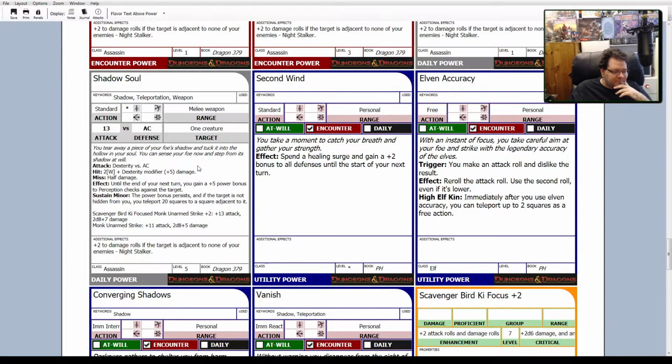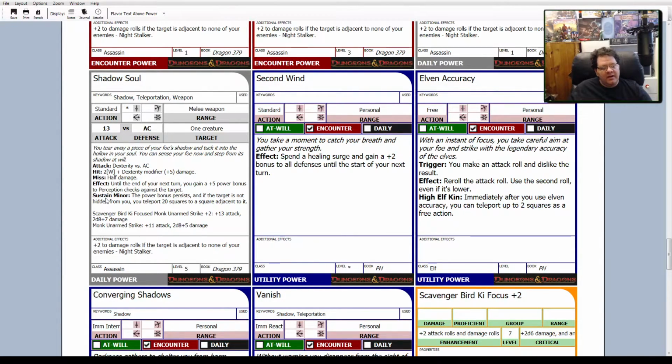And the reason I took this, because again, it was the teleport ability. Basically, what it was, I would do 2d8 plus 7 damage for the attack. And then until the end of my next turn, I'd have a +5 power bonus to perception checks against the target. So this was primarily useful against targets that would try to hide or become invisible or anything like that. It would make it easier for me to find them.